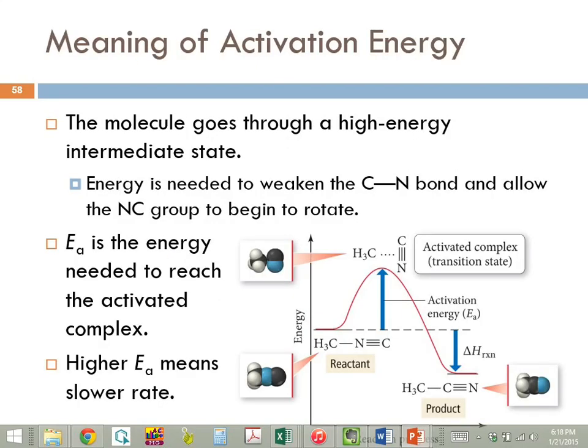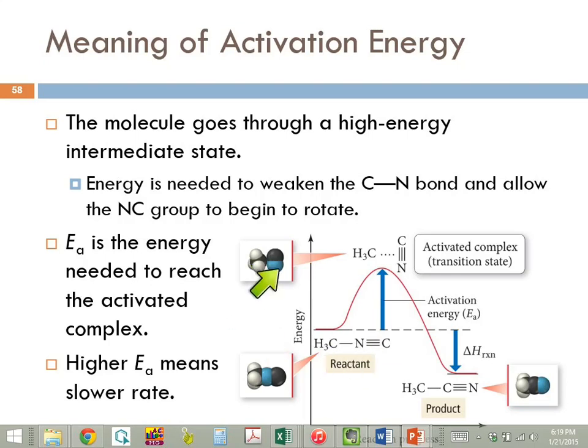What happens with this, as this molecule rearranges, is it goes through a high-energy intermediate state. So in order to rearrange this molecule, we have to weaken that carbon-nitrogen bond. There's a carbon-nitrogen bond in here, this one right here. That needs to weaken because we're going to form a bond with this carbon.